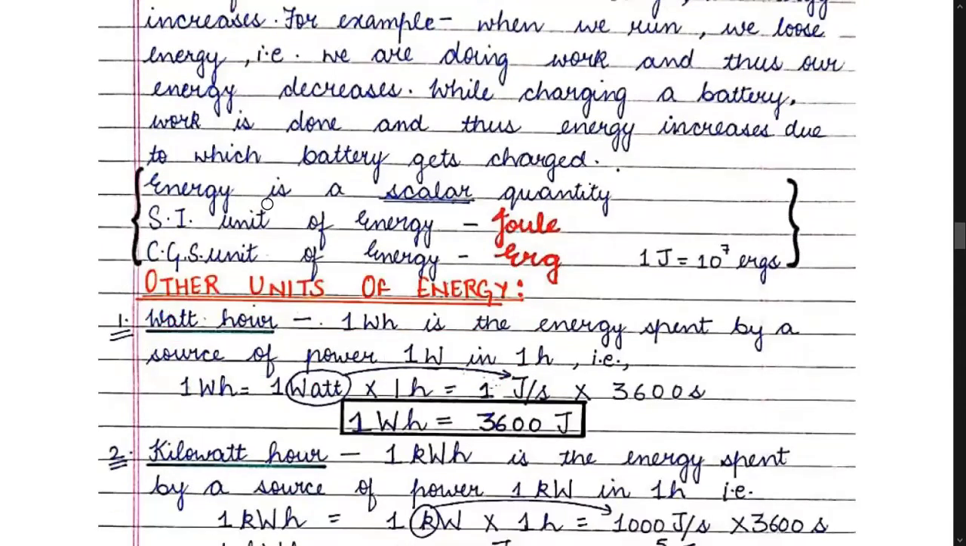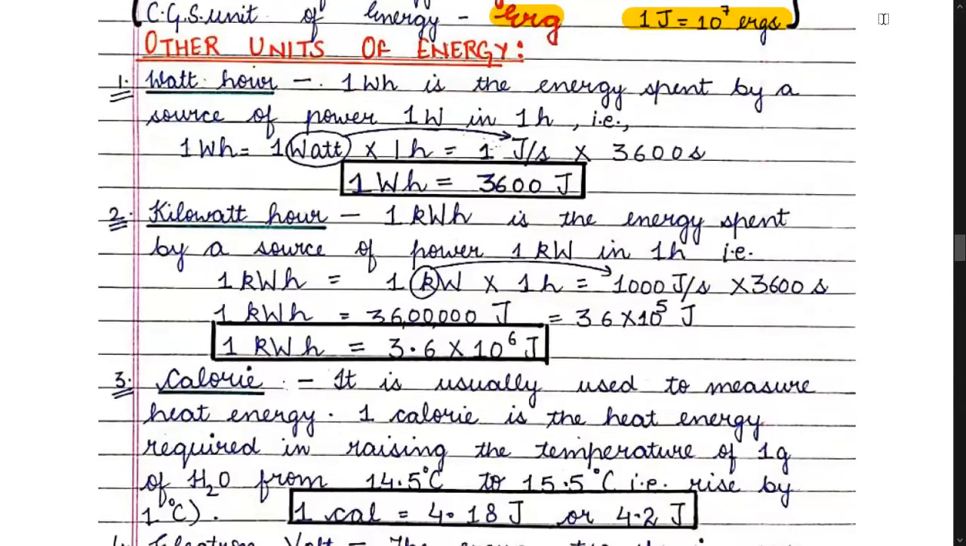So children, energy is also a scalar quantity and its SI and CGS units are the same as that of work. That is joule and erg. And 1 joule is equal to 10 raised to power 7 ergs, as it was already discussed in the first lesson of work, power, energy. And children, then we have many types of energies which you have to learn, and you have to learn all the conversions, especially the conversions given in the second point and third point.